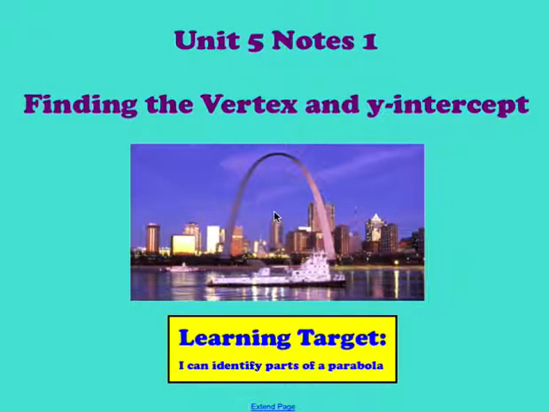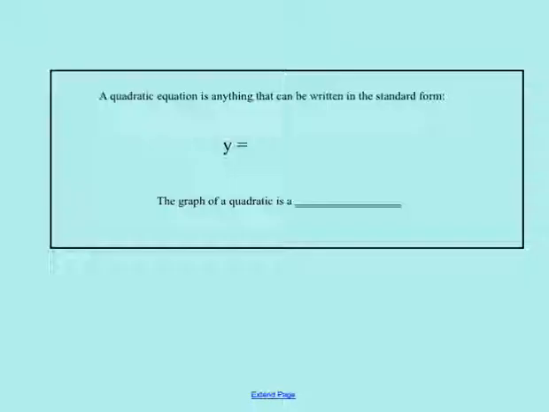Today we're going to be doing Unit 5 Notes 1. So we're going to be talking about finding the vertex and the y-intercept. Today we're going to be basically identifying different parts of a parabola. So let's start by talking about what a parabola is.